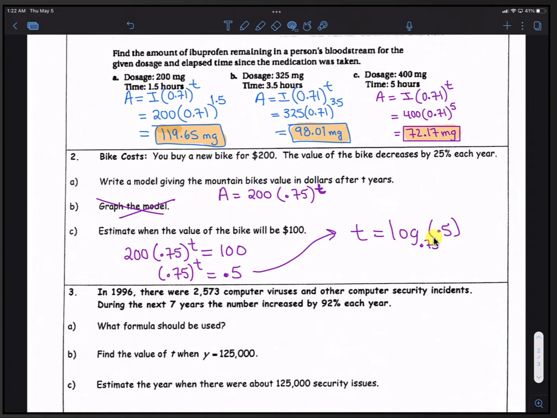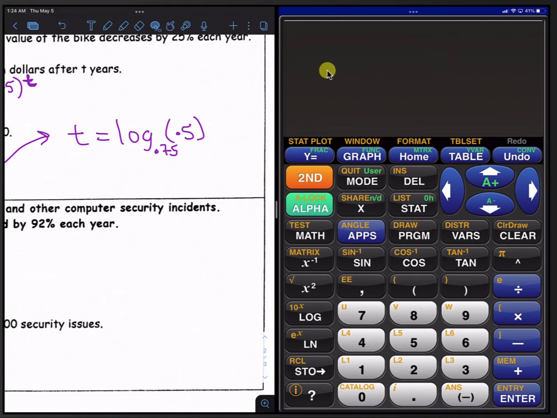There's two ways to do it. You can do the change of base rule, and that would just be log 0.5 divided by log 0.75. Or you can just go into your calculator and go into the math menu. Let me show you. All right, so I've got my calculator pulled up. Like I said, if you use the change of base rule, you would do log 0.5 divided by log 0.75. So let's do that. Log 0.5 divided by log 0.75.